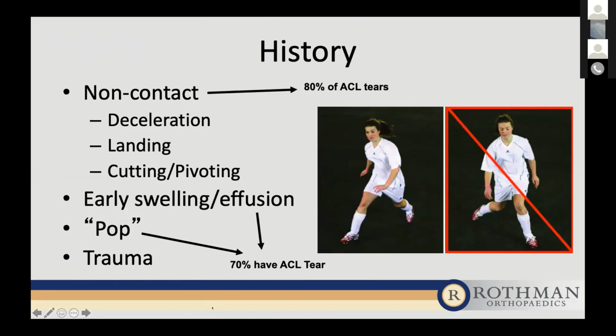And so when you take that history, you say a patient comes to you, they say, you know what, I was cutting in a soccer game. I shifted, I felt a pop, and then my knee swelled. 70% of those patients that describe that history are going to actually have an ACL tear. And we know that even before we examine them or get an MRI. So it's very common. Obviously, trauma is another way that you could tear your ACL.